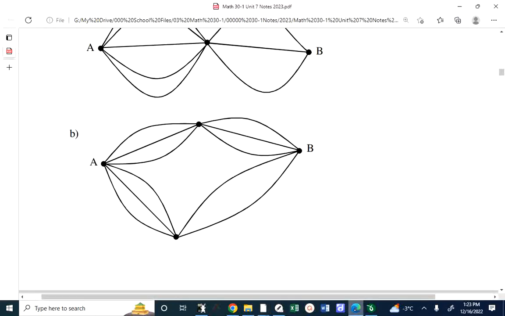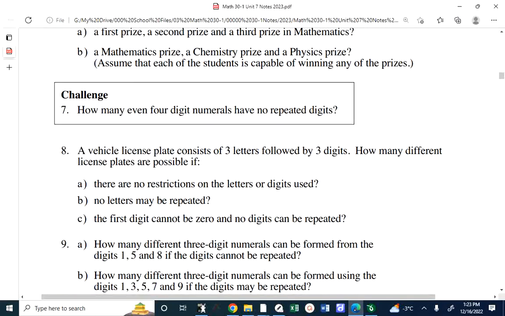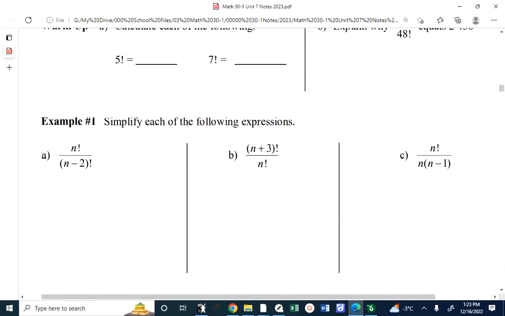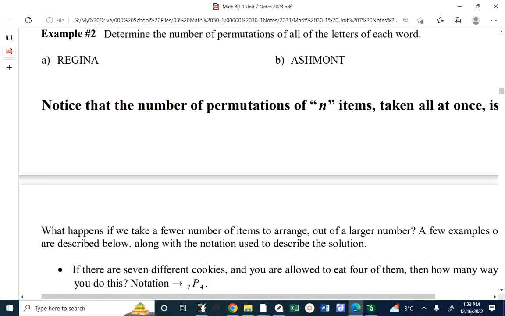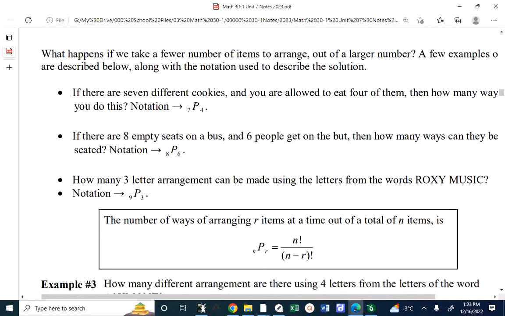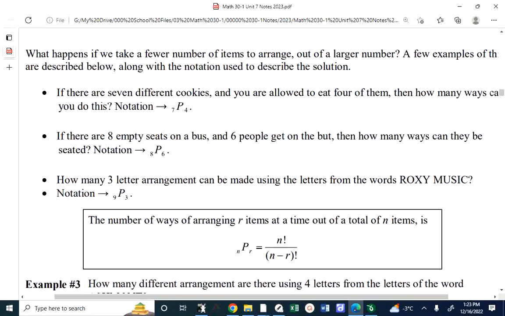And I'm going to go to the handout here because I just realized I didn't change something in my notebook program. Let's read through this together, which is a little bit different than what's in my file. So, what happens if we take fewer items to arrange out of a larger number? So what do I mean by that?